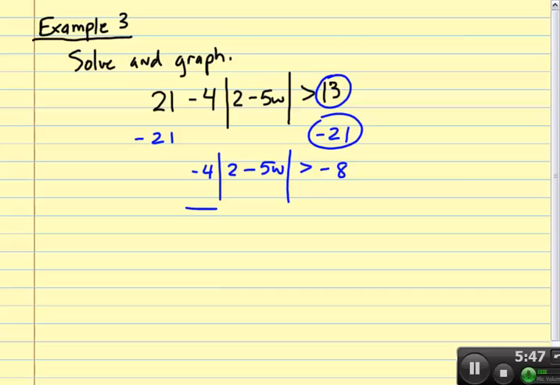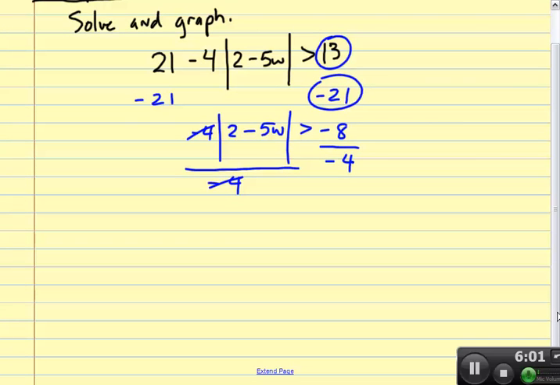Because you see, I need to divide this side by negative 4 and this side by negative 4, because I've got to get rid of the stuff outside the absolute value. This cancels. And now, remember, I'm dividing by a negative. The absolute value of 2 minus 5w is less than positive 2. All right. Absolute value is positive. That's good. I divided by a negative on both sides, so I flip the inequality. I've got the absolute value by itself. That's good. Needed to do that.